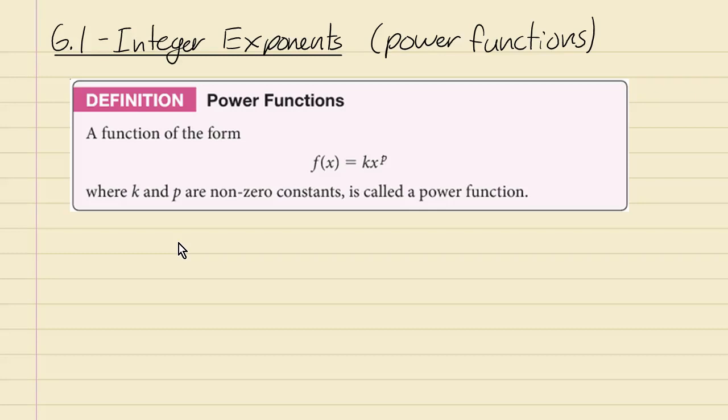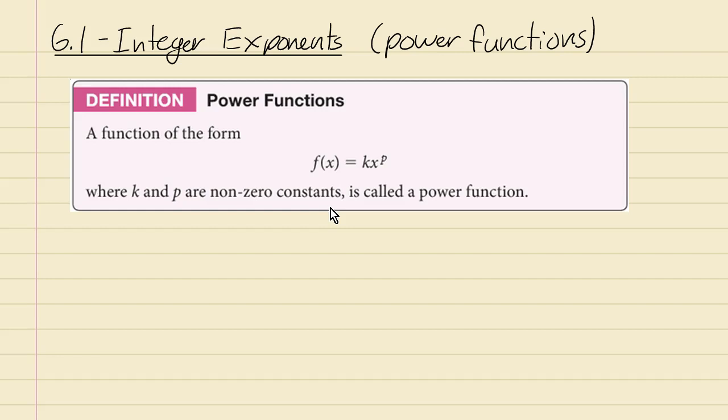Here is another topic in section 6.1: the concept of power functions. Basically, any function that you can write like this, where you have f of x equals a number times x to a power, and k and p, the k is the coefficient in front, and p is the power there. Those just have to be non-zero constants. That's called a power function.